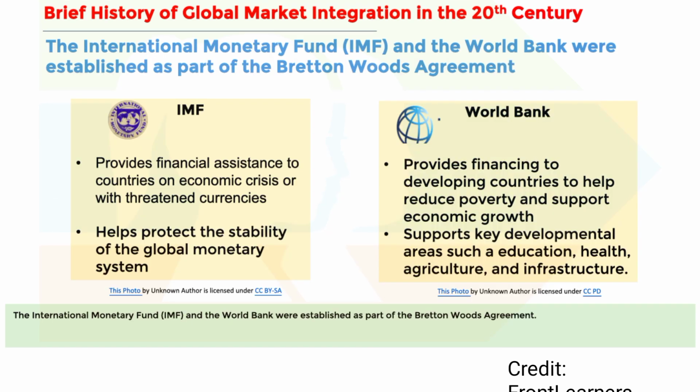The International Monetary Fund provides financial assistance to countries in economic crisis or with threatened currencies. It helps to protect the stability of the global monetary system. The World Bank provides financing to developing countries to help reduce poverty and support economic growth. It supports key developmental areas such as education, health, agriculture, and infrastructure.